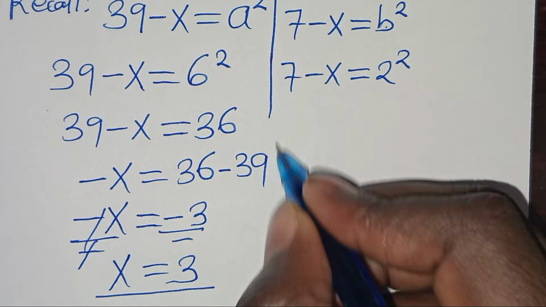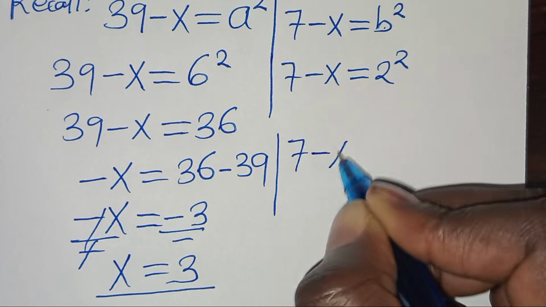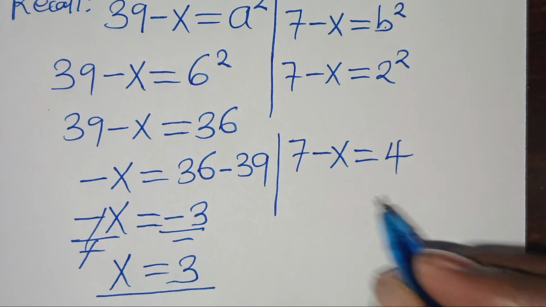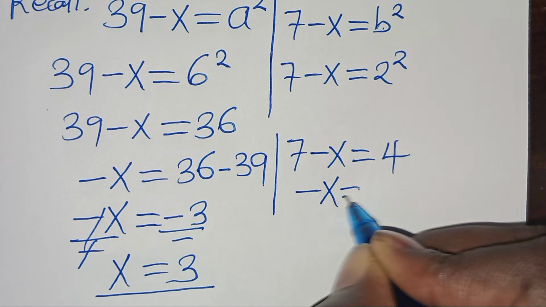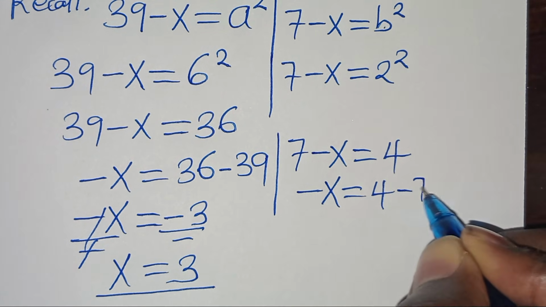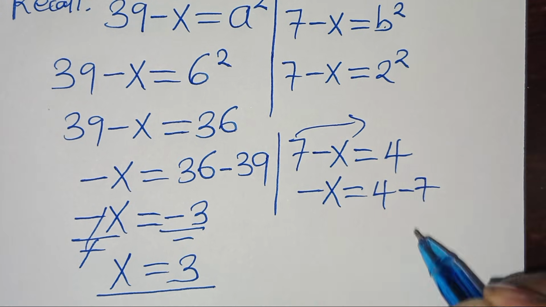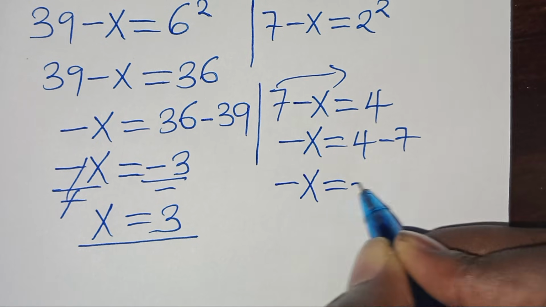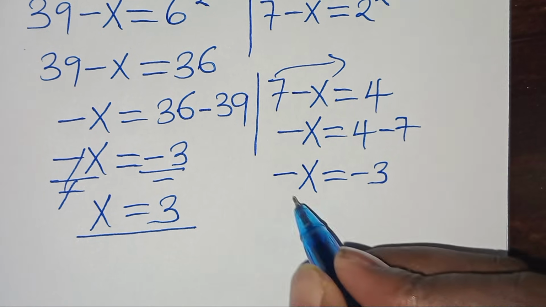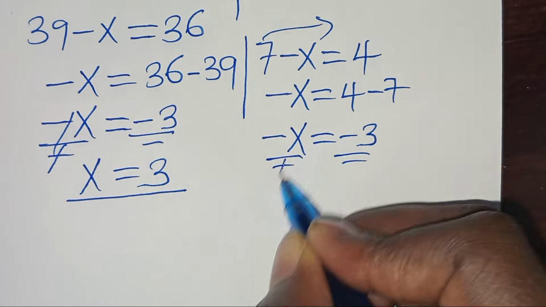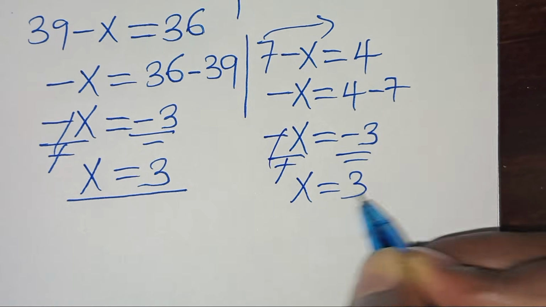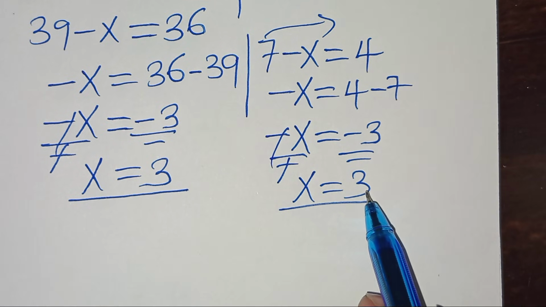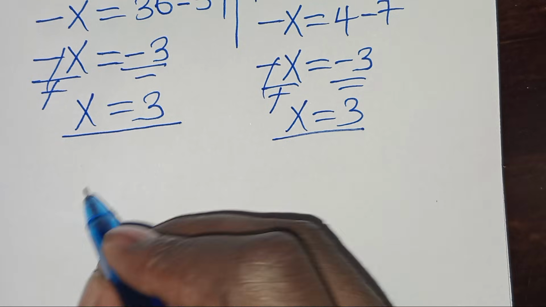Now, again here we have 7 minus x is equal to 2 squared, which is 4. So we have minus x is equal to 4 subtract 7. So if you take 7 to the right hand side, this becomes minus 7. So minus x is equal to minus 3. If we divide both sides by minus 1, we have that x is equal to 3. This is by applying method 1. Now, let's apply method 2 from here.